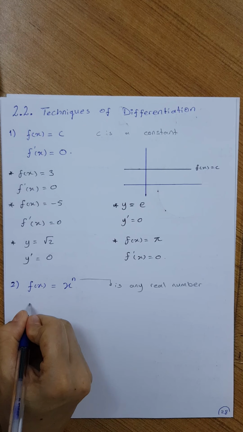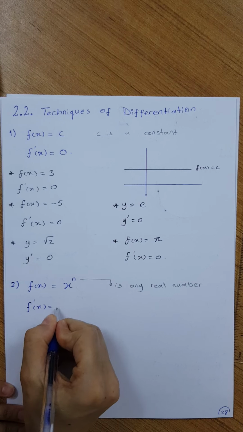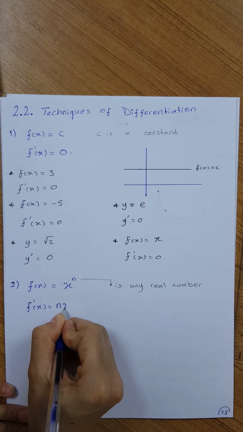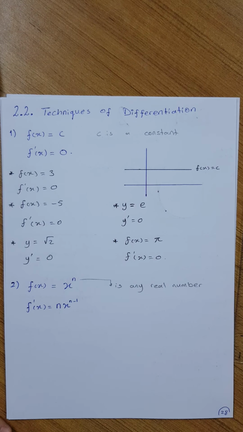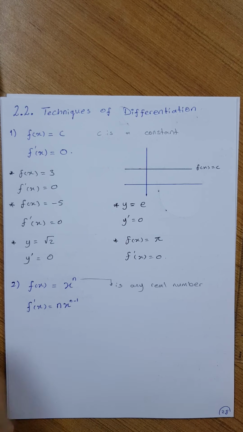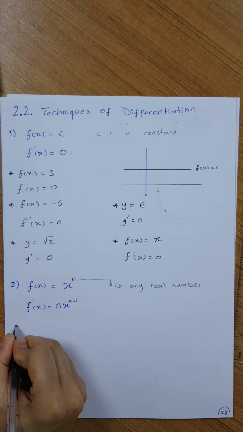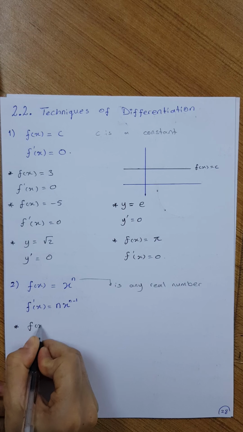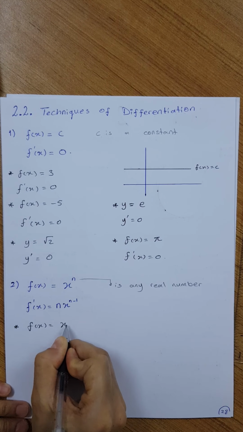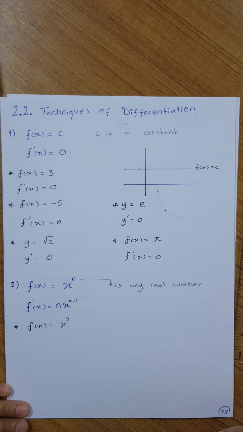What is the derivative of that function? F prime of x is equal to, we are bringing that n down right next to the x to the power of n minus 1. We are decreasing the power by 1. So if I have got, let's move to the examples, of course. Examples, these ones are not given in the course material. F of x is equal to, for example, x to the power of 5. 5 is a real number, okay?